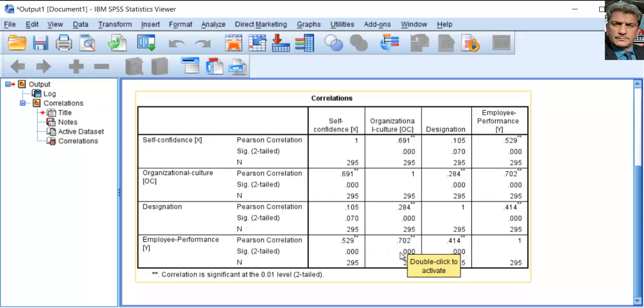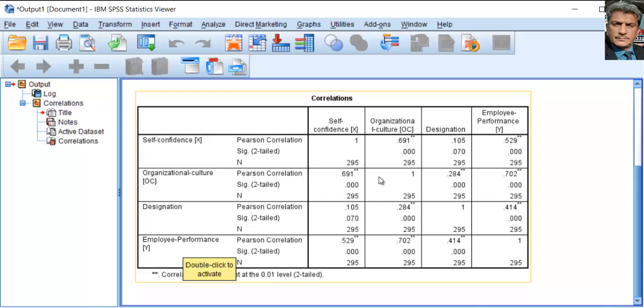Further, organizational culture is also very strongly associated with the employee performance, along with huge and powerful significance. The p value is 0.000, while the R value is 0.7, greater than self-confidence, but both are positively associated. Third, designation as the predictor is also associated with employee performance. The R value is 0.414 with p value 0.000. So, initially it is proved that these three predictors are significantly associated with the test variable, onto which we shall use regression analysis to check the cause of these three variables on the effect to affect the employee performance.